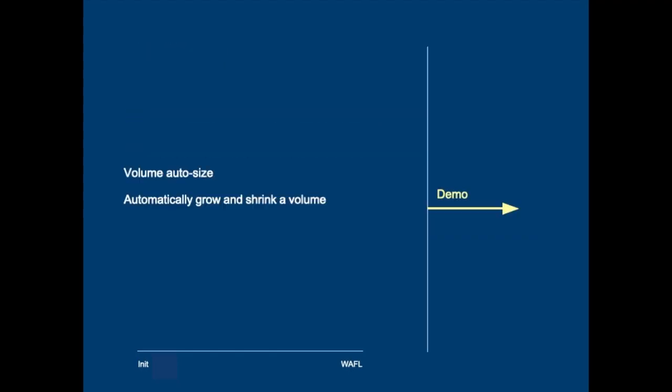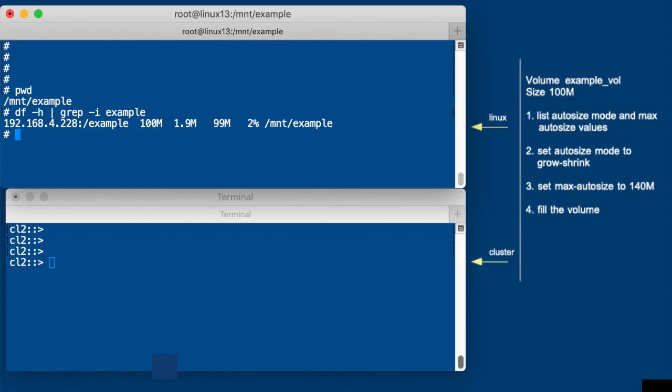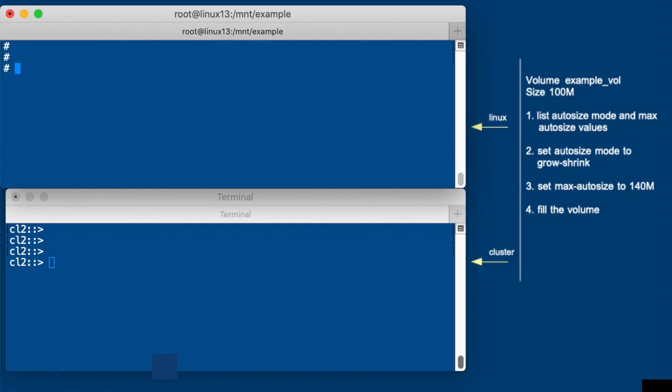Now let's have a look at automatically growing and shrinking a volume in a demo. So first we have two windows, and we are going to define the example volume, which is 100 megabytes. We will list the auto size mode and max auto size values.